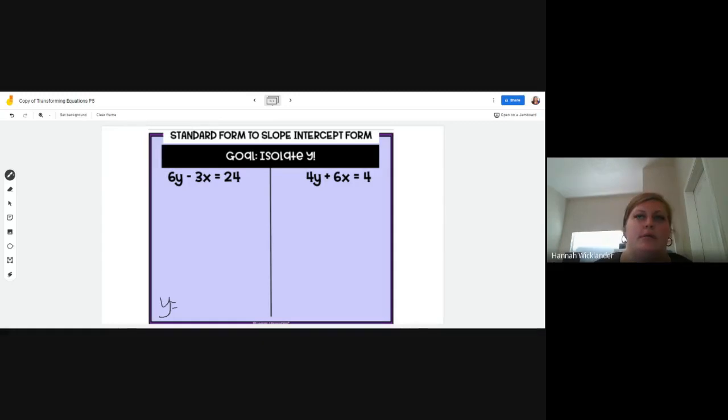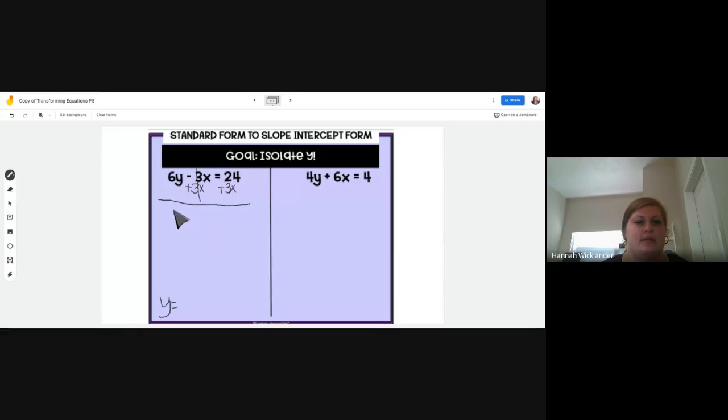Okay, so first step is to get the y on the left side and everything else on the right side. So I'm going to add 3x to both sides so that my y is on one side and everything else is on the other. I add it to both sides because what I do to one side of the equation, I must do to the other.